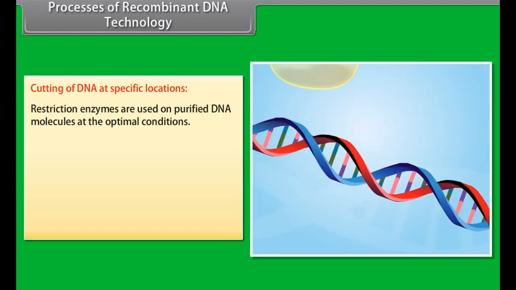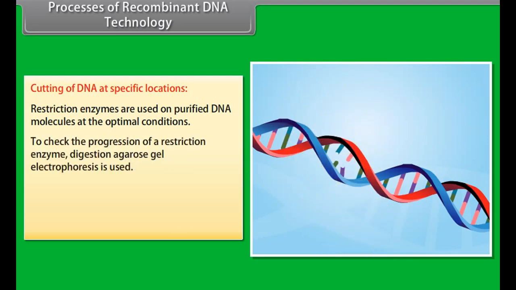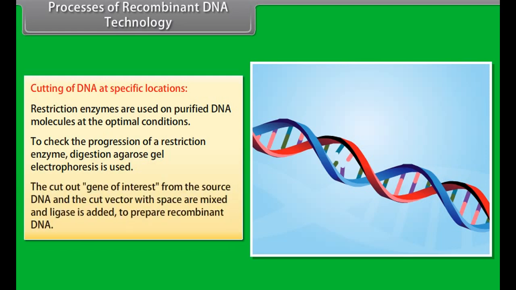Cutting of DNA at specific locations. Restriction enzymes are used on purified DNA molecules at the optimal conditions. To check the progression of restriction enzyme digestion, agarose gel electrophoresis is used. The cut-out gene of interest from the source DNA and the cut vector with space are mixed and ligase is added to prepare recombinant DNA.